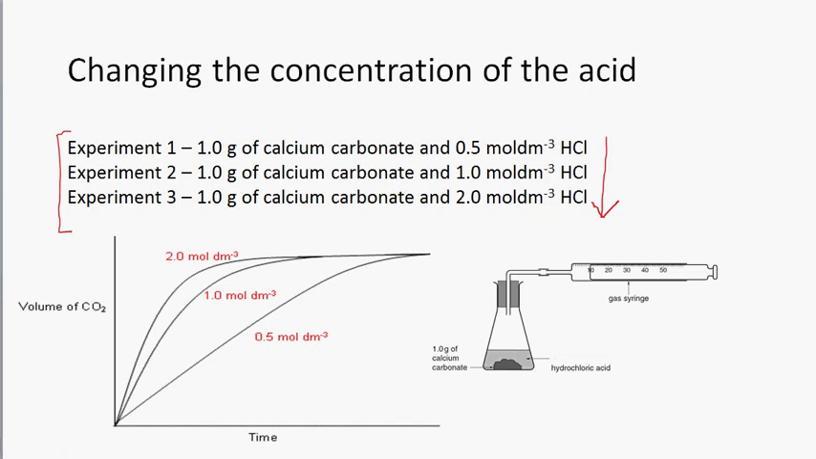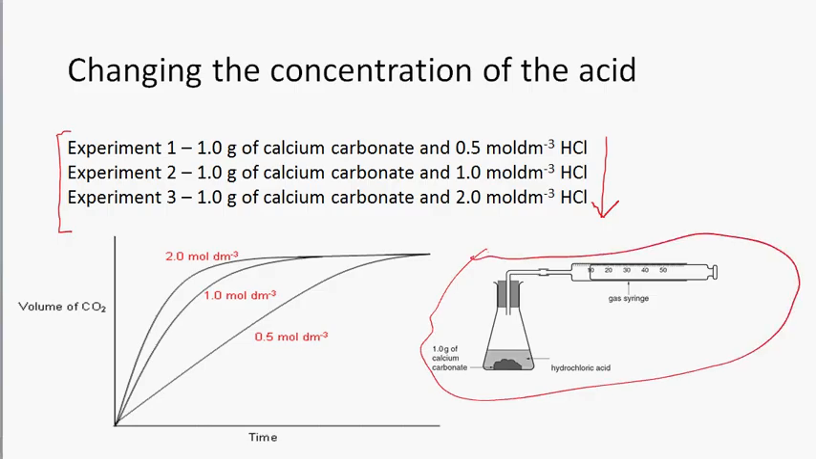And we have the same experimental setup as previously, and we need to look and see what happens to the curves. So in experiment 3, we have the highest concentration of the acid, and this is represented by this curve here, and this is the curve for 1 mole per dm cube, and this is the curve for 0.5 mole per dm cube. So what we notice is that when we increase the concentration of the acid, we increase the rate of reaction. Notice the difference between the 3 curves.